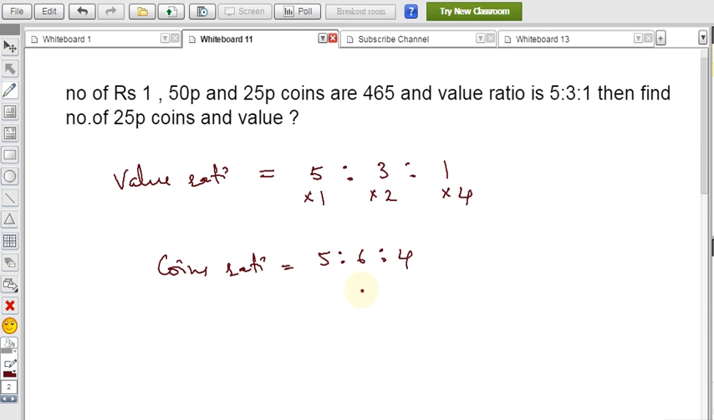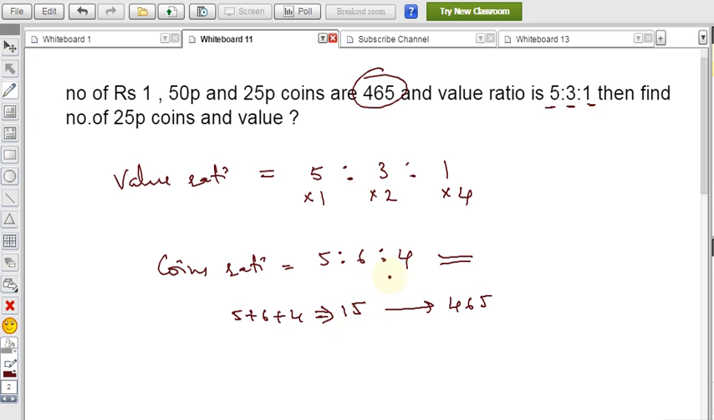So coins to value, we multiply with the number of paisa, and value to coins, we multiply according to the number of coins that come for a rupee. Now, for example, 5 is for rupees, 3 is for 50 paisa, 1 is for 25 paisa. For 50 paisa there are 2 coins in a rupee, so 3 into 2 is 6. For 25 paisa, 1 into 4 is 4 coins. Then the problem says the number of coins is 465. The coins ratio is this, so 5 + 6 + 4 is 15 parts for 465 coins.